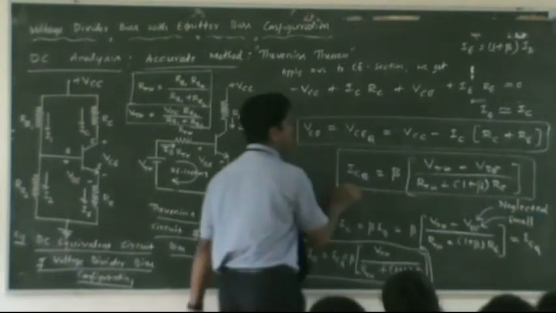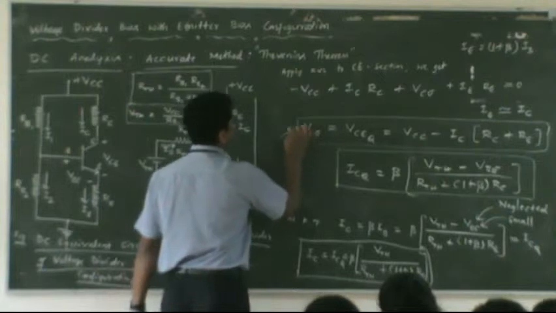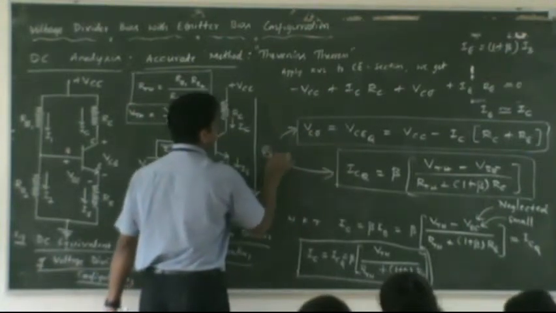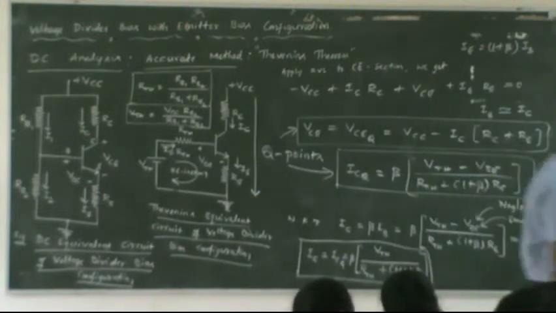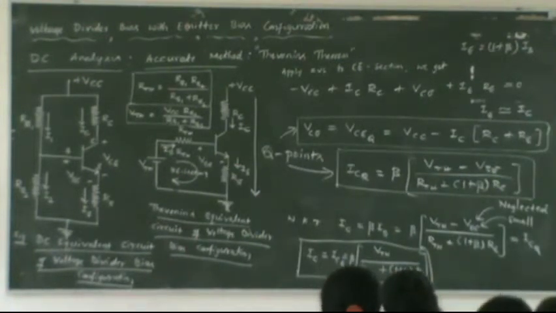These are the 2 points which we estimated. These 2 are called the Q points of the voltage divider bias.